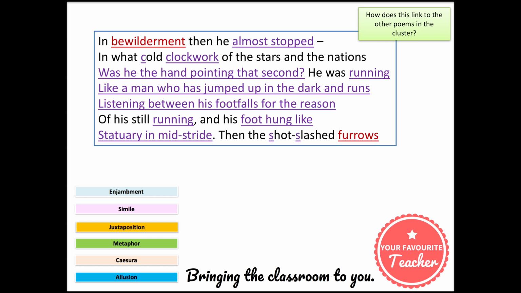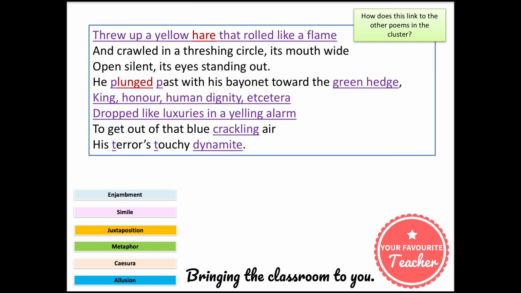As the shot slashed furrows, threw up a yellow hair that rolled like a flame. We've actually got enjambment between these two stanzas. And we see this presence of a hare, so like a rabbit. And again, it's really quite unnatural, like the green hedge that he was running towards. Why have we got this natural imagery in the middle of a very dangerous battlefield? It's quite unusual, but again, it might be a metaphor for another soldier, perhaps. Perhaps he's trying to dehumanise them.